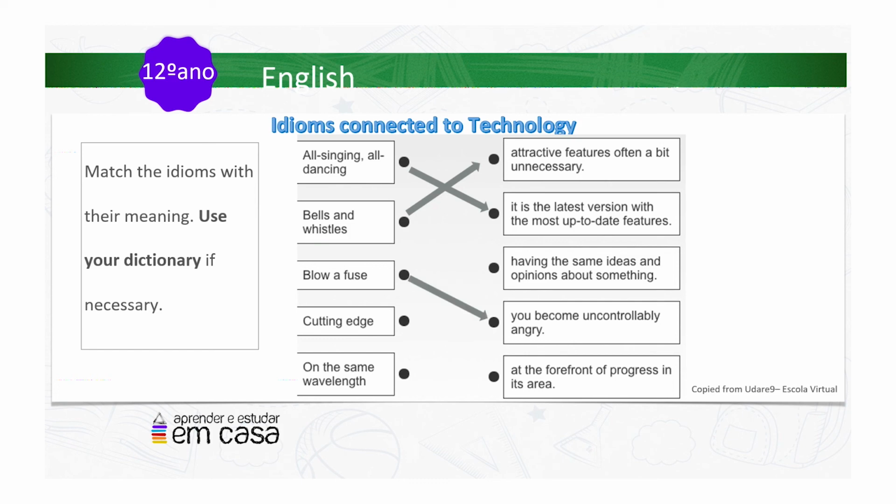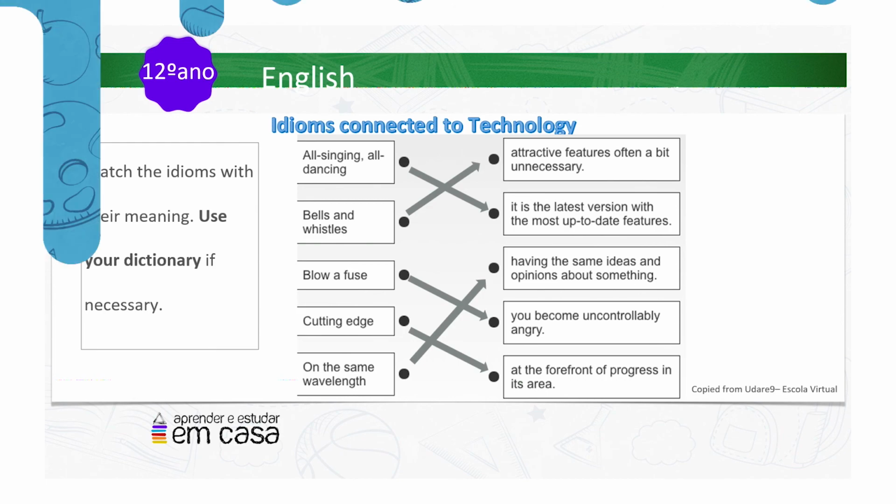Blow a fuse means that you become very uncomfortable or angry if you don't have your devices. And cutting edge is like the latest version of it, and on the same wavelength means that we have similar ideas and opinions about something.